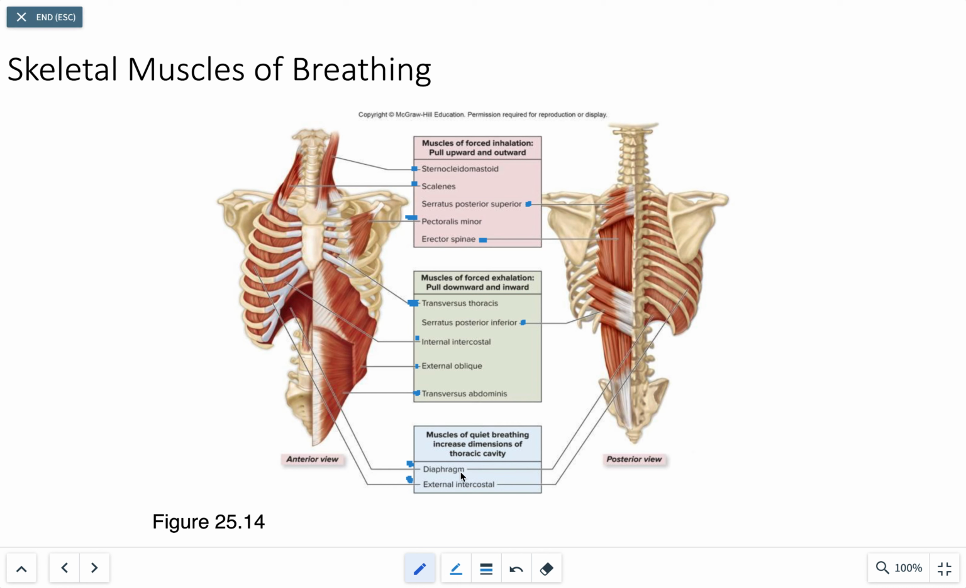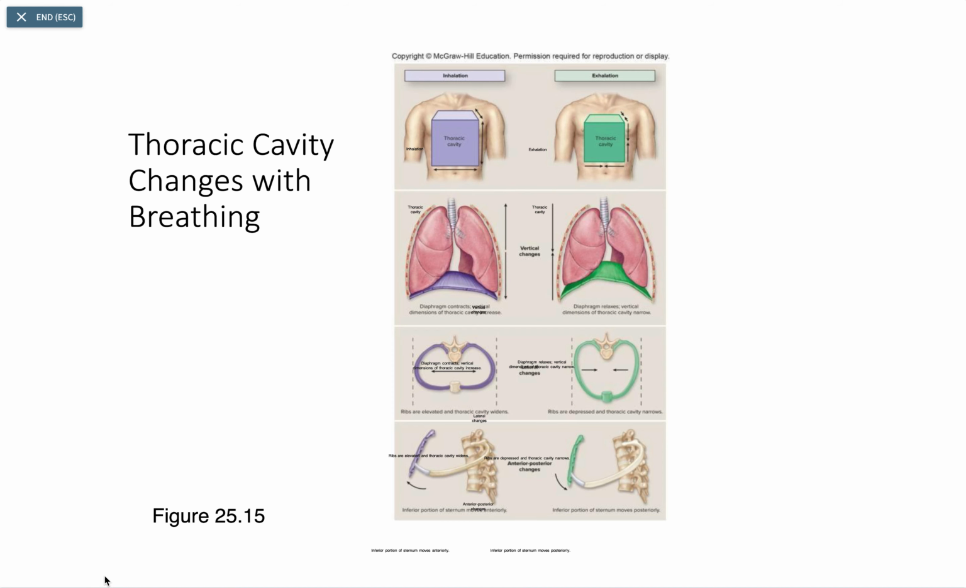But during quiet breathing, we should be activating our diaphragm with these two muscles, but we should not be using a lot of the accessory muscles. For instance, with mouth breathing at rest, you'd be using a forced inhalation type of patterning.